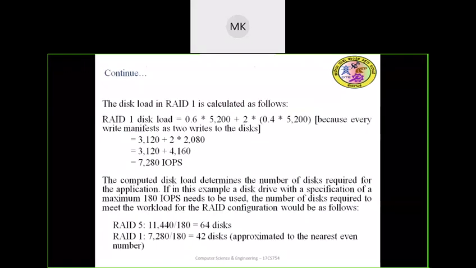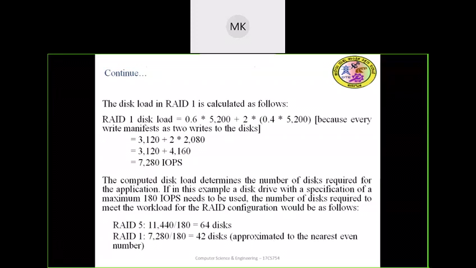The disk load in RAID 1 is calculated as follows. RAID 1 disk load is 0.6 of 5200 plus 2 into 0.4 of 5200, because every write manifests as 2 writes to the disk. That is, for RAID 1 it is 7280 IOPS.